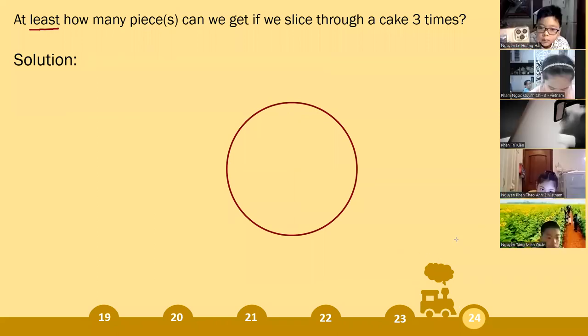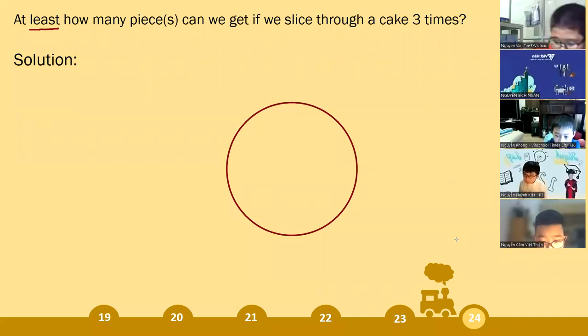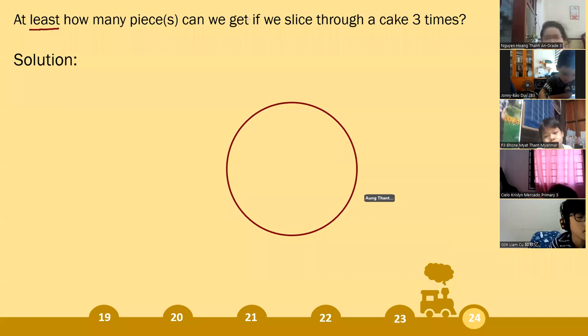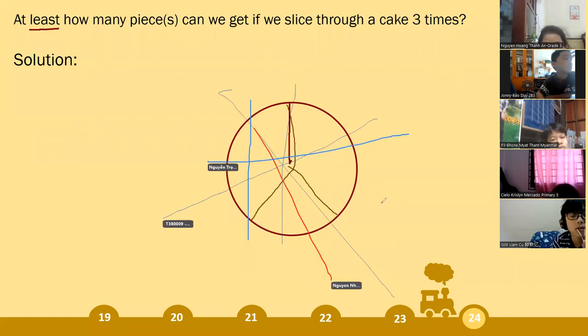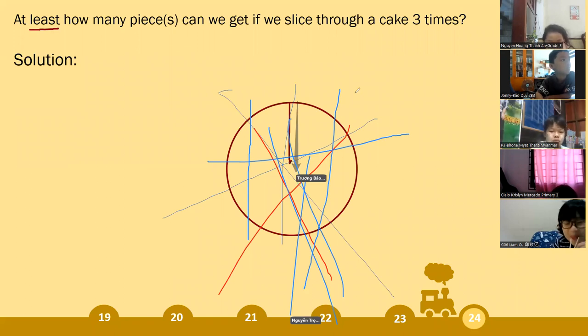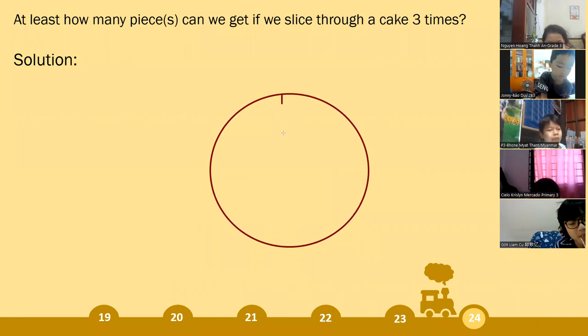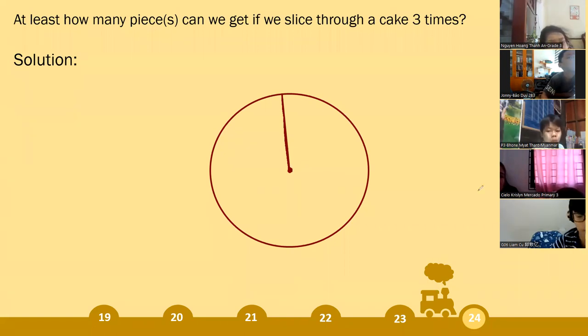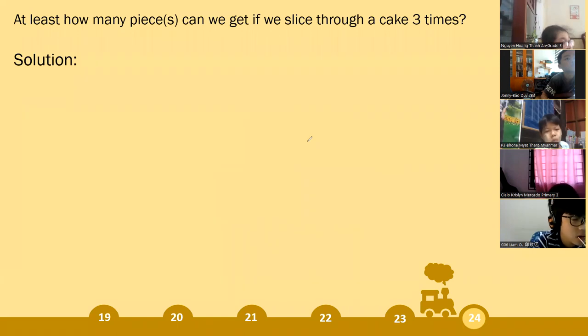Who said three? They draw like that. It can also be six. Nice. Okay, so three times on a circle cake. Is that slicing through the cake? If you just slice it until there, that's not slicing through the cake. You must go all the way through. Yes, it can be six. It can be seven. It can be eight. But the question is at least. It's the smallest number possible.